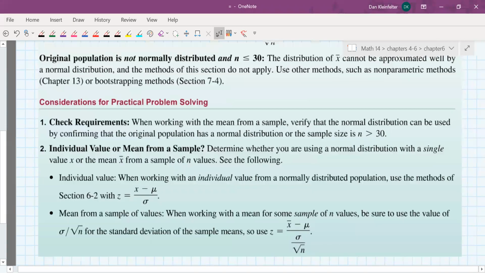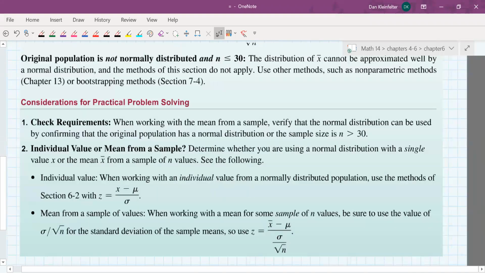Okay. So more fine print, and then we'll get to some examples. In order to use the central limit theorem, we need to have either the original population being normally distributed or the sample size being bigger than 30. If you don't get either of those two things, then you will need to do something else that we haven't covered yet. So for now, the populations will be normally distributed or the sample size will be bigger than 30.